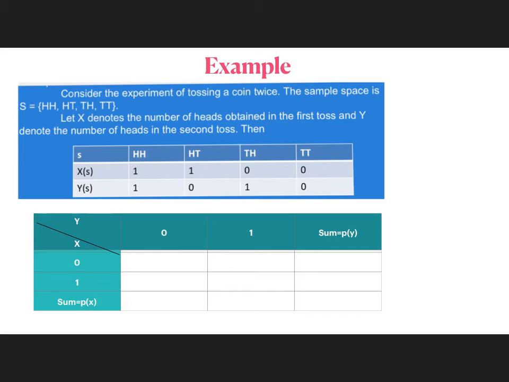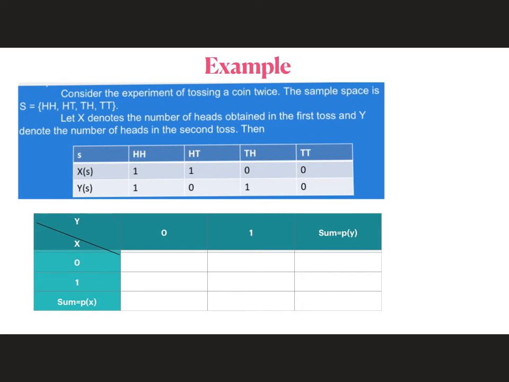For example, considering the experiment of tossing a coin twice, the sample space is two heads, then head tail, then tail head, then two tails. The random variables we define: suppose x is the number of heads obtained in the first toss and y is the number of heads in the second toss. So x is the number of heads in the first toss: 1, 1, 0, 0. Y is the number of heads in the second toss: 1, 0, 1, 0.